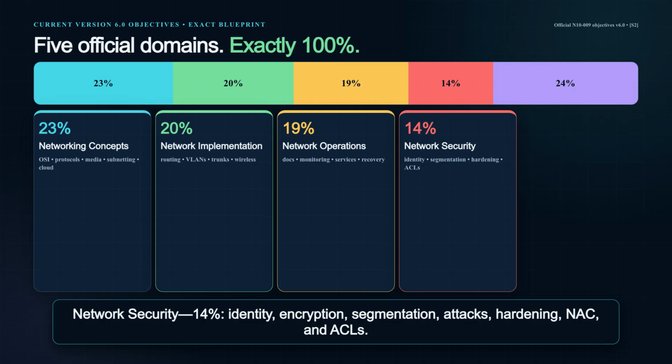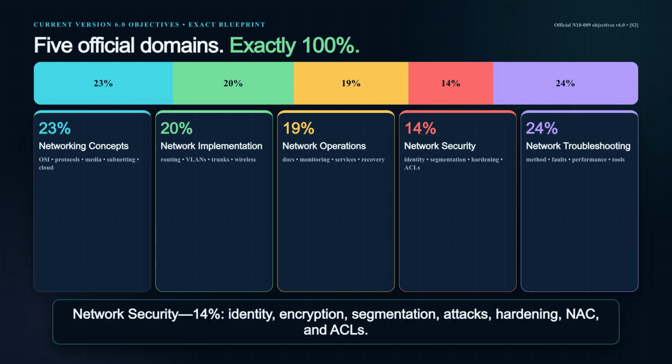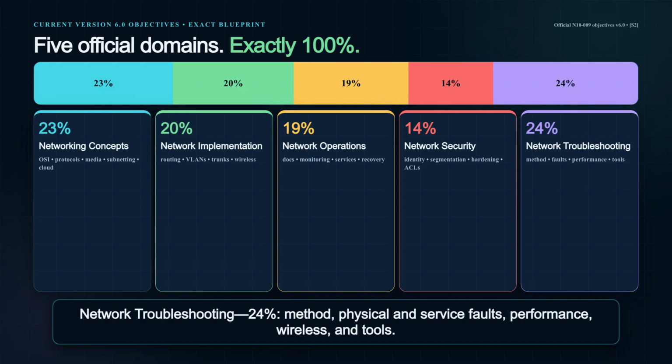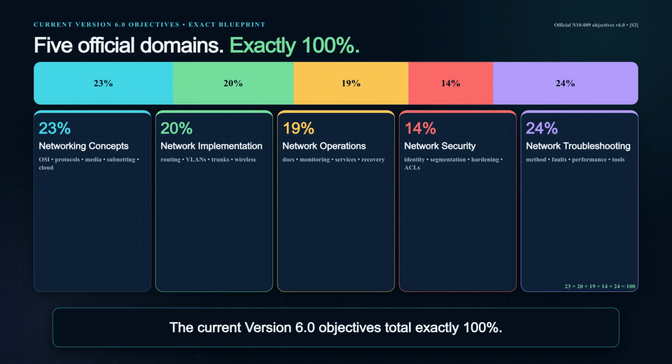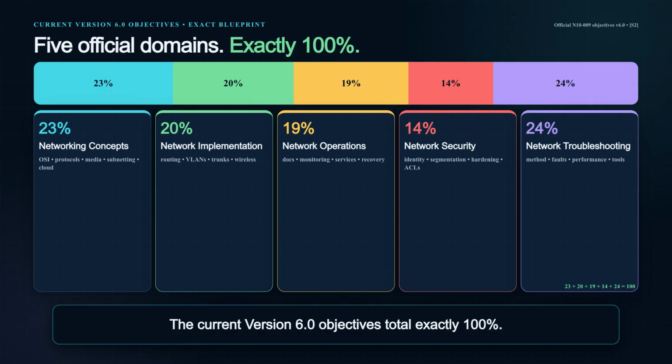Network security is 14%: identity, encryption, segmentation, attacks, hardening, network access control, and ACLs. Network troubleshooting is 24%: a structured method, physical and service faults, performance and wireless problems, plus the tools that prove a cause. These exact names and weights come from the current version 6.0 objectives and total 100%.